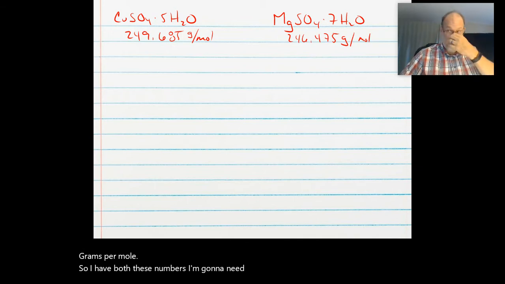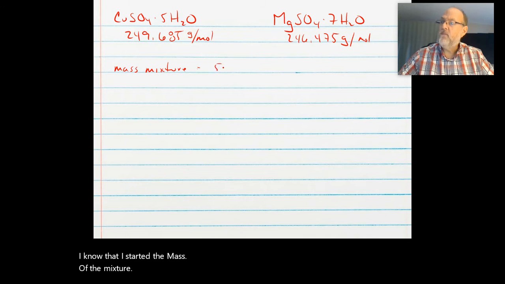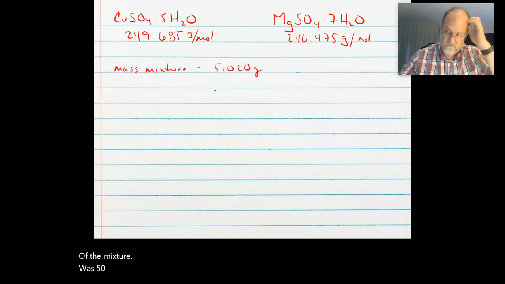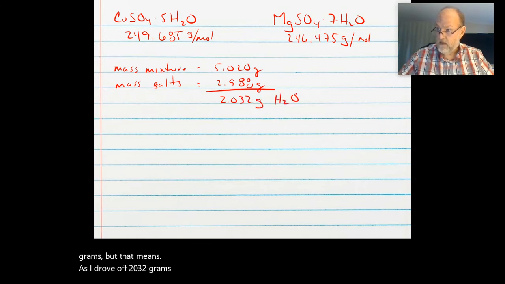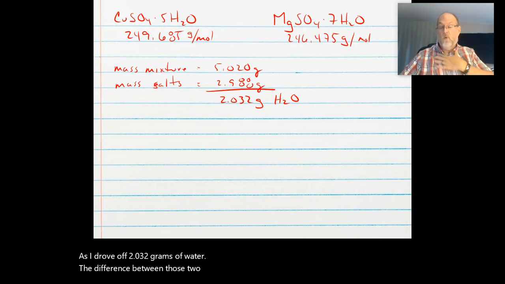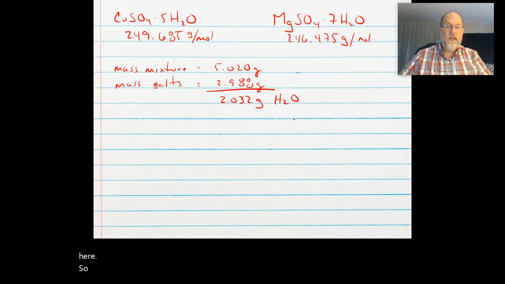I know that I started the mass of the mixture was 5.020 grams. I know the mass of the salts was 2.988 grams. What that means is I drove off 2.032 grams of water. The difference between those two numbers is the number of grams of water total that I have here. So I realize I have two things I don't know about.